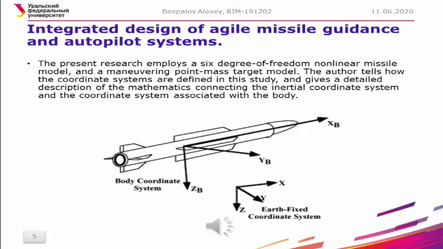For descriptions of the mathematical model, I turn to the article Integrated Design of Agile Missile Guidance and Autopilot Systems. The present research employs a 6-degree-of-freedom nonlinear missile model and a maneuvering point mass target model. The author tells how the coordinate systems are defined in this study and gives a detailed description of the mathematics connecting the inertial coordinate system and the coordinate system associated with the body.